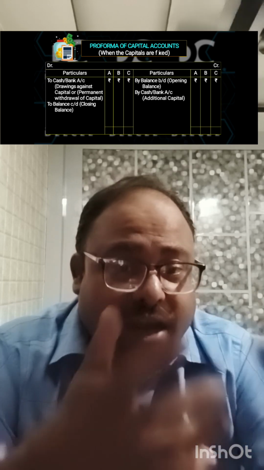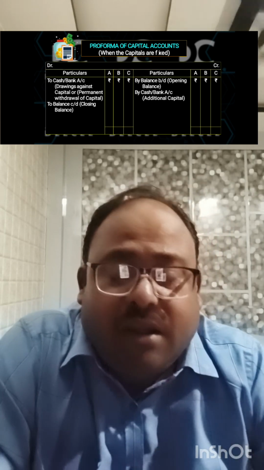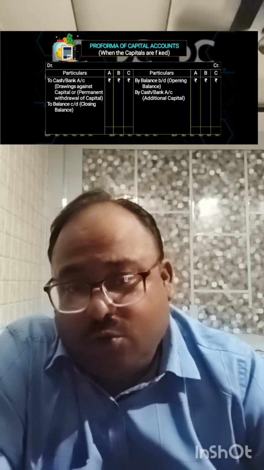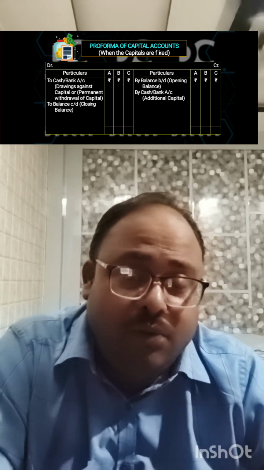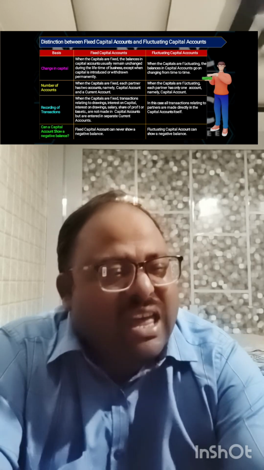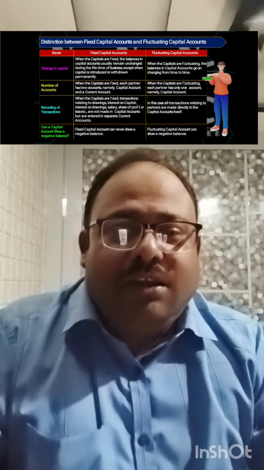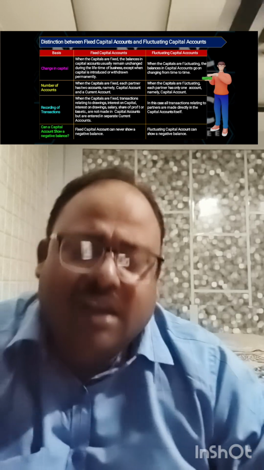So there is a difference. When you do accounting practically in your copies, you will come to know the difference between fixed capital and fluctuating capital. As I said, in the number of accounts, in fixed capital you prepare two: one is capital, one is partner's current. In the fluctuating capital method, you prepare only one account. Recording of transactions like interest on capital, salary, bonus, whatever appropriation you do, in the fixed capital method you do in the current account. When you are following the fluctuating capital method, you will record everything in your capital account, not in the current account.